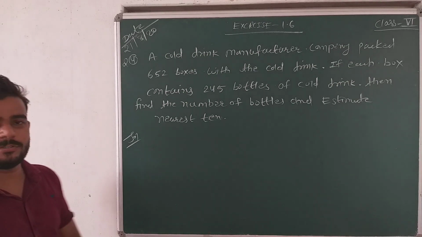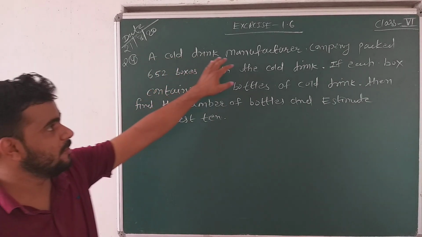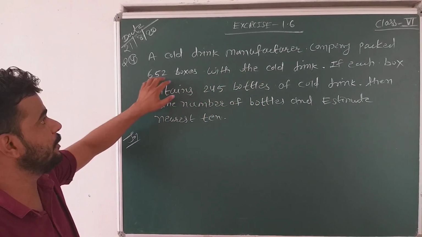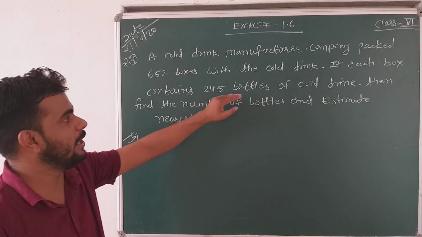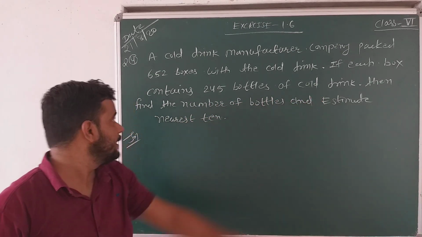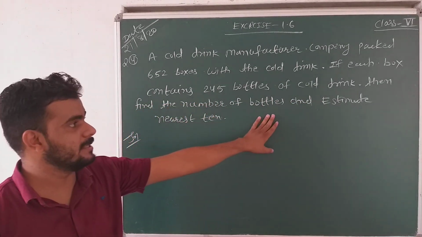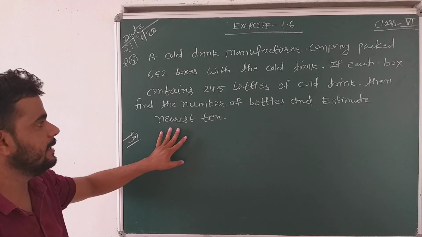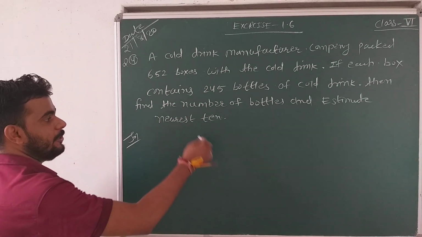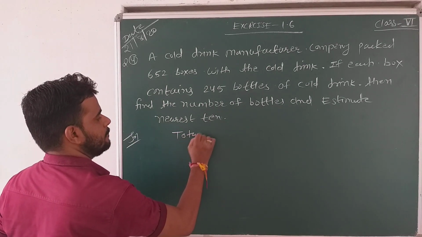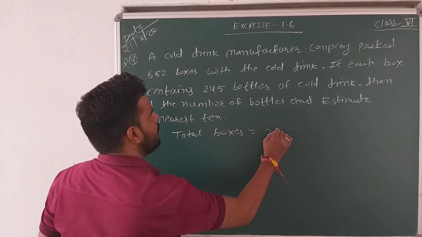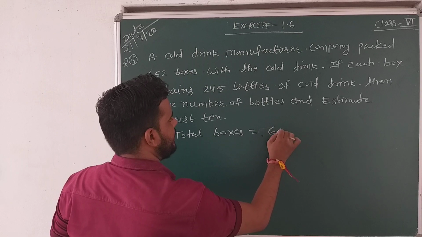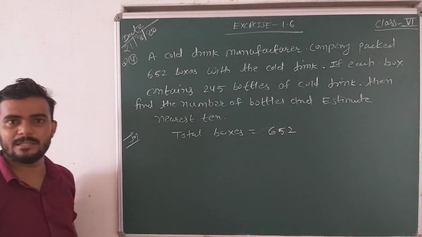Okay, so the next question, fourth one. A cold drink manufacturer company packed 652 boxes with cold drinks. If each box contained 245 bottles of cold drink, then find the number of bottles and estimate it to the nearest 10. Okay, so we know the number of boxes is 652.